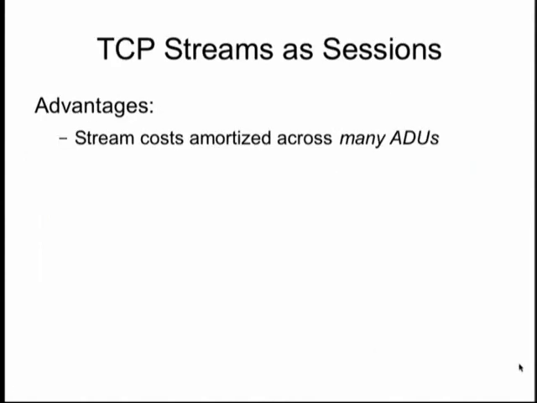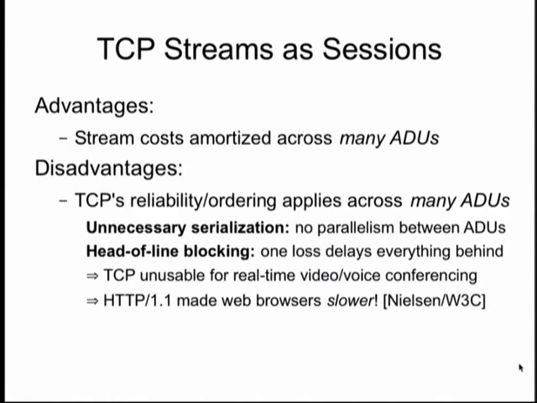So this nicely solves the practical difficulties of the natural approach by amortizing the costs of TCP streams across many application data units or many transactions. Unfortunately, it blows away some of the nice semantic features we had with the natural approach, in that TCP's reliability and ordering now applies across many application data units instead of one, and there's nothing the application can do about that. So this creates unnecessary serialization. If the application is putting multiple things on the same stream, the things that come later have to wait until the things before them get through the pipeline.